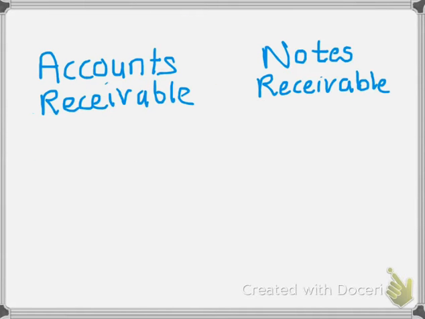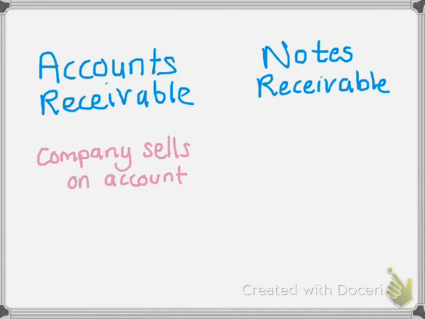Accounts receivable represents amounts that a company is waiting to receive from their customers. Accounts receivable is created when the company sells on credit. In your homework questions, you'll see sentences like ABC company bought $300 of supplies from XYZ company on account. Whenever they say on account, that means you are selling or buying on credit. Typically, accounts receivable is created when there are transactions that occur between two companies, not necessarily with consumers.